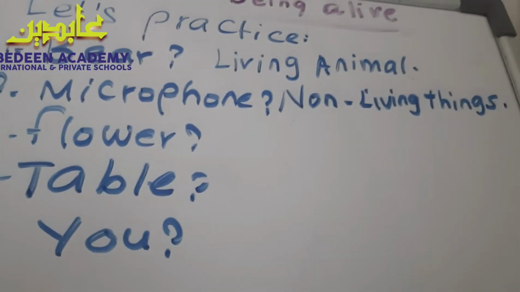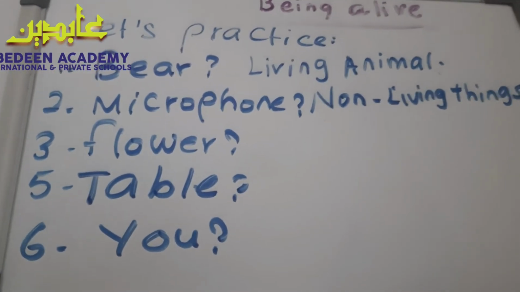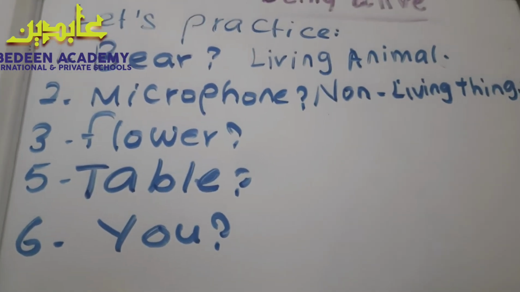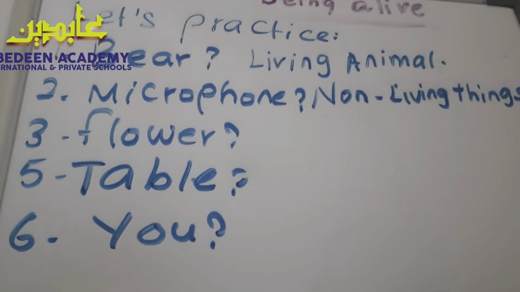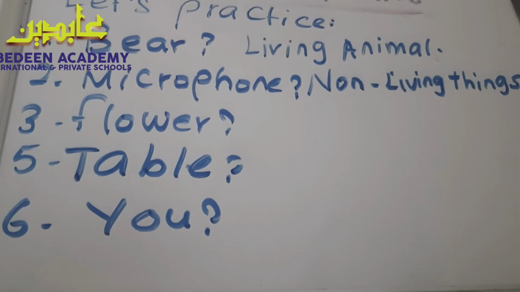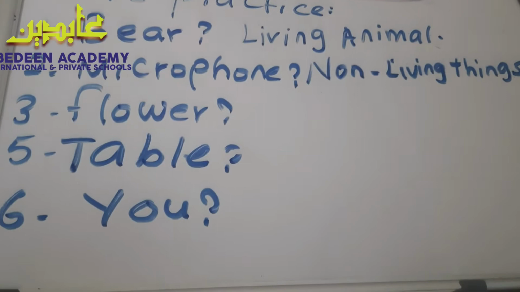Right. Okay. Now let's move to flower. Okay. Let's say sunflower. Right. Is a sunflower a living thing or a non-living thing? We are not sure. So what do we do? We go check our 5 elements of living things. Right. So now let's see.